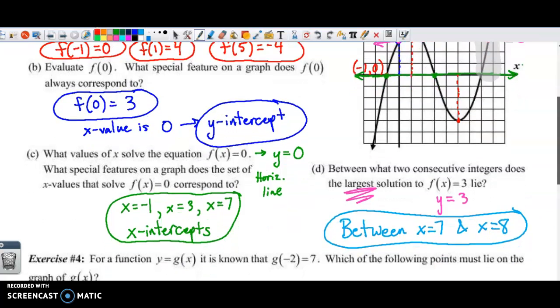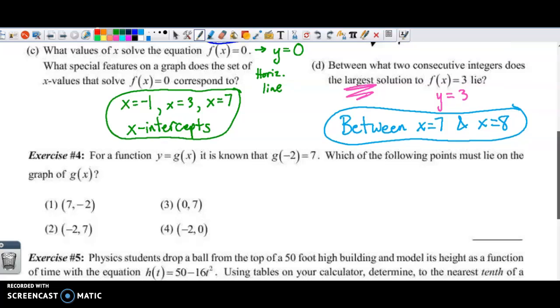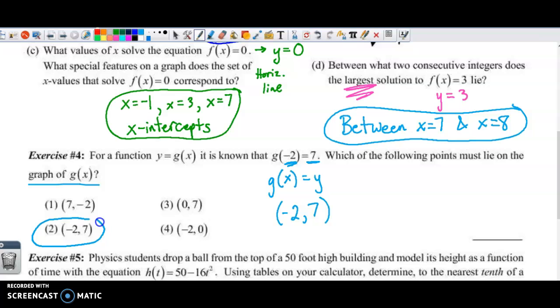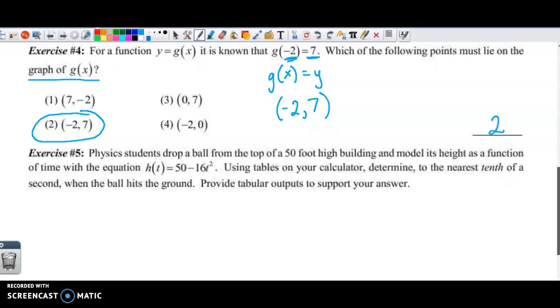And we've talked about integers in the previous lesson. In the next one for a function, we know that g of -2 equals 7. So which of the following points must be on the graph? Well, I hope I've explained this good enough that, remember, this is g of x is equal to y. So I think it's clear, and why I like function notation is because you can just, without drawing it over and over again, you can write out ordered pairs over and over again. So we're looking at option 2. That's all you need to know for that problem.